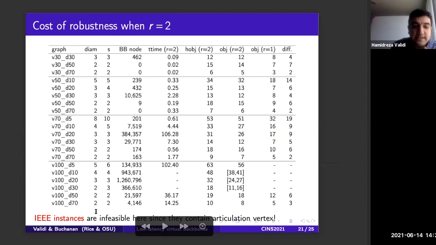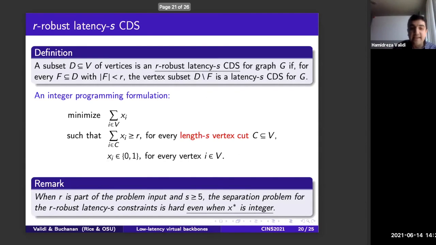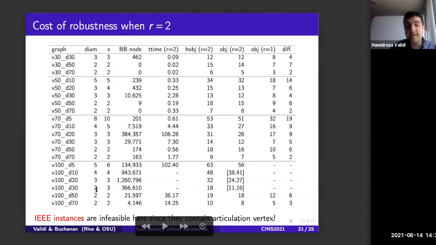And then the IEEE instances are infeasible because they contain an articulation vertex. Okay, so if it contains an articulation vertex, then it means that there is a vertex cut whose size is 1. So the left-hand side is at most 1, the right-hand side is 2, infeasible. So the problem is infeasible when there exists a length-S vertex cut C such that the size of C is less than R. Okay, so this is what happens here for the IEEE instances with an articulation vertex.